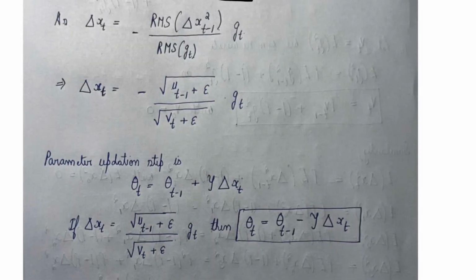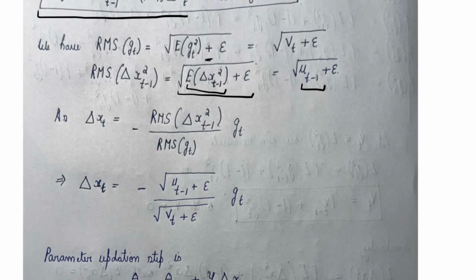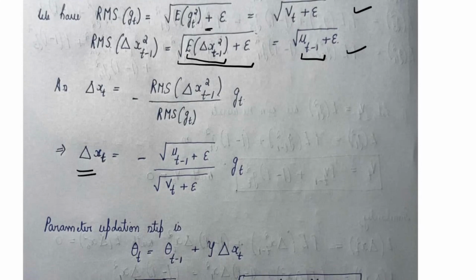So this is how it is written in the paper, and based on the substitutions which we have just made a step ago, square root of Vt plus epsilon and ut minus 1 plus epsilon, we put it over there, and this is the delta xt step which we are getting. And finally, the parameter update step from the paper only is coming out to be this. Theta t is equal to theta t minus 1 plus gamma times delta xt.